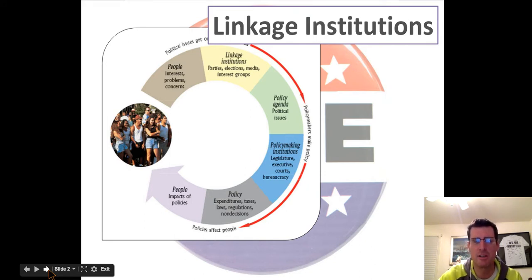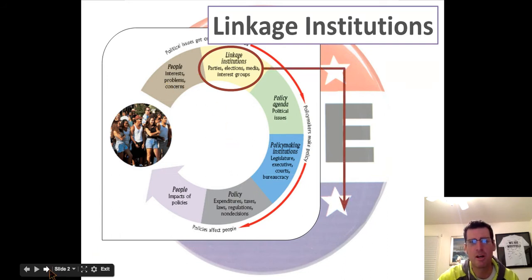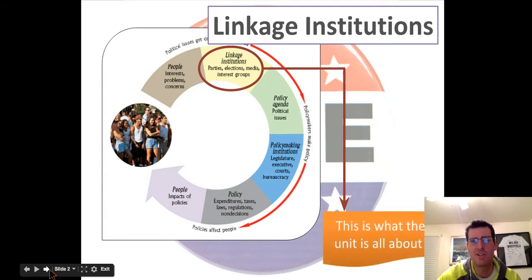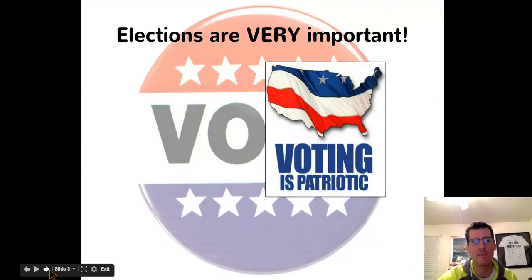We've talked about the policymaking cycle all year. It starts with the people over here, goes through the linkage institutions, which is what we're talking about in this segment. Those link the people with government, moving things onto the policy agenda so that those people who make decisions and make policy can talk about them. Then it becomes policy, and that policy will then affect the people, which might start the whole cycle going again. But this is what we're talking about in this unit: linkage institutions, and elections are one of them, okay? So what do we need to know?